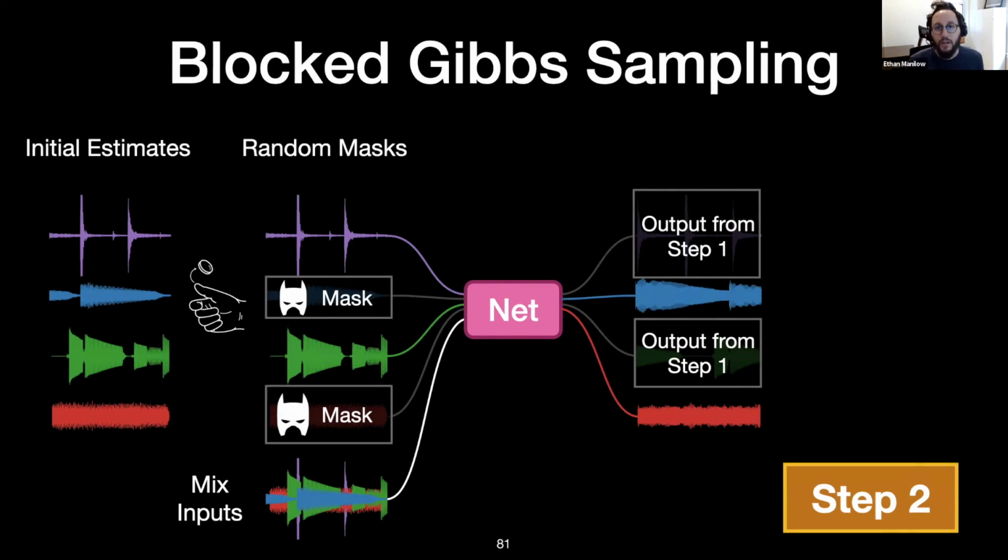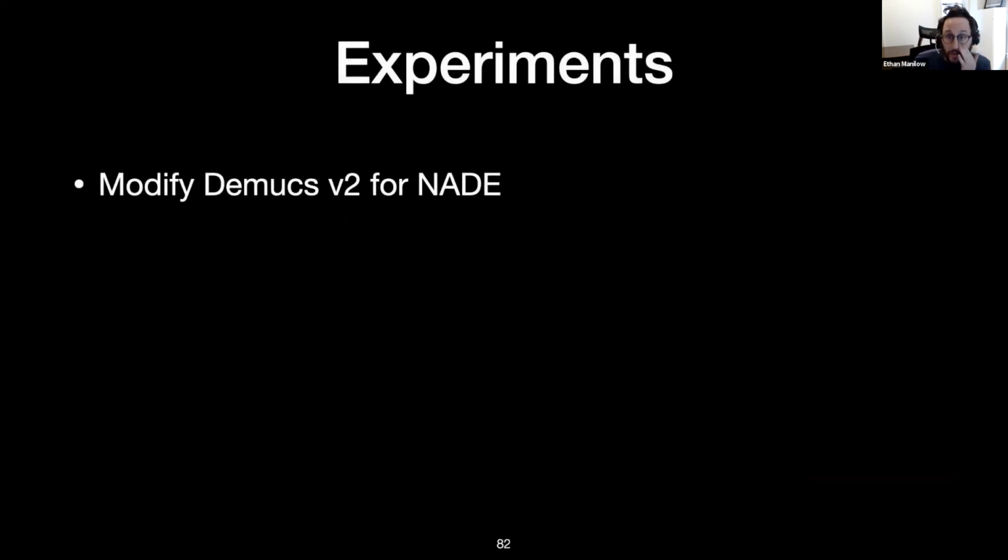And what's cool here is that we can use the initial source estimates to iteratively refine the estimates as we do more and more Gibbs steps. So the hope is that the initial estimates from step 1 get better and better as the sampling procedure progresses. Okay, so now let me show you some experimental results.